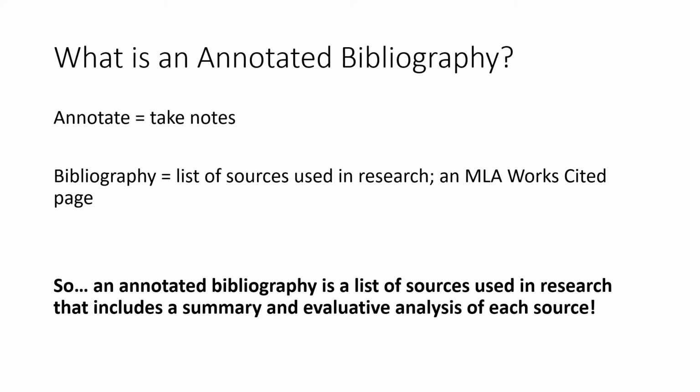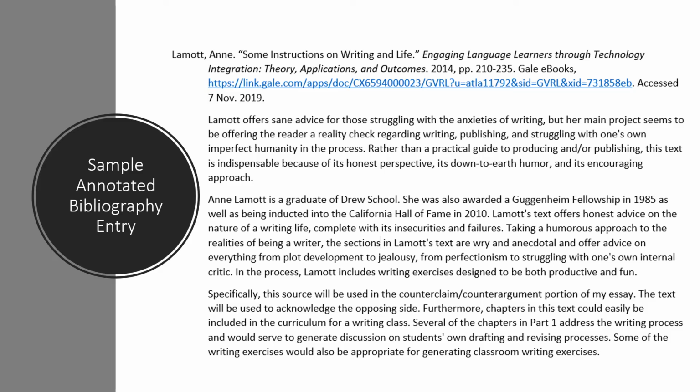But instead of just a list of sources like we're used to, we also include a summary and some sort of evaluative analysis on each source. This is what an entry for an annotated bibliography would look like. You are all doing 5 sources, so you would have this 5 times. Okay, it seems like a lot of work, however, you've already done much of the legwork for this assignment if you already submitted your research journals.